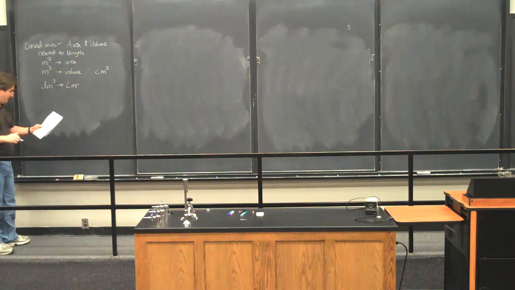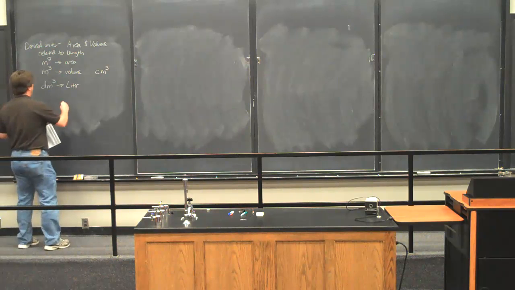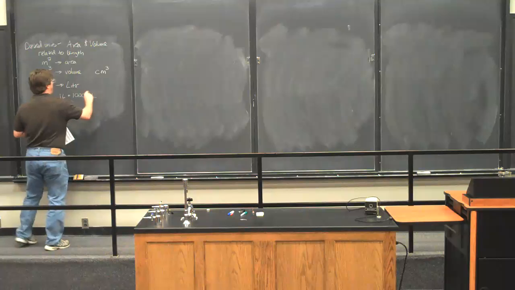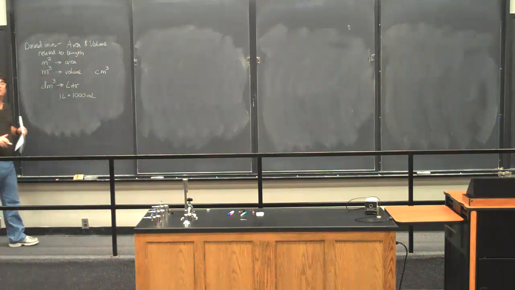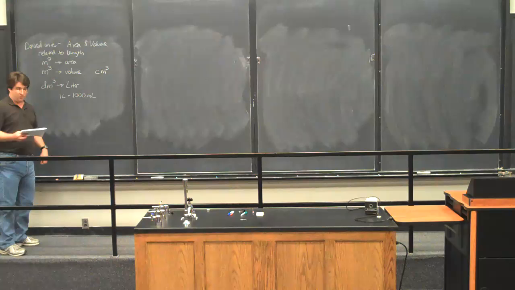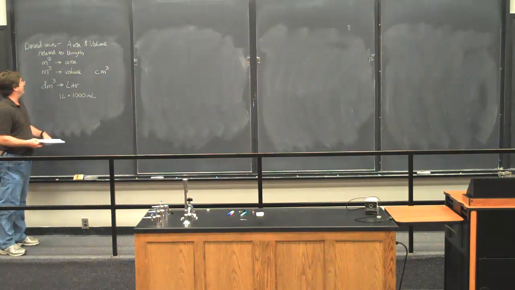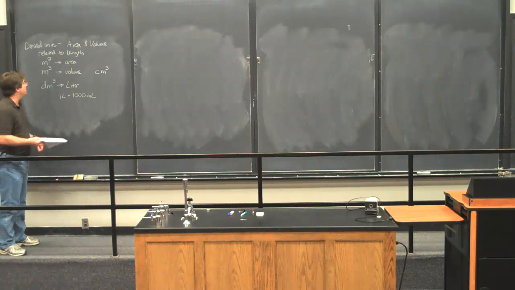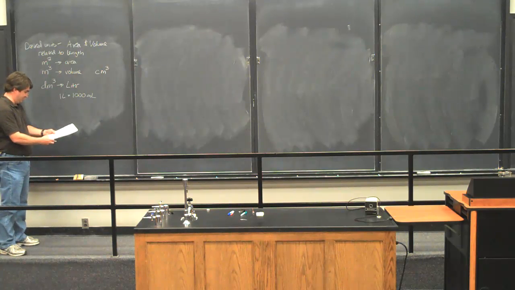A liter is 1,000 milliliters. So our SI unit for volume is the liter, and we often see this in milliliters in chemistry. A liter is roughly a quart, so 1,000 milliliters is about a quart, or 32 ounces in English units.